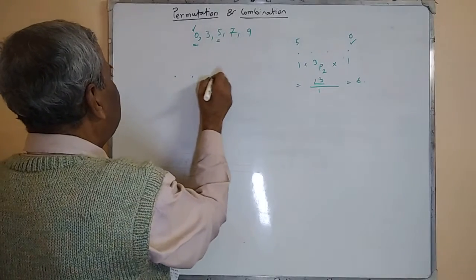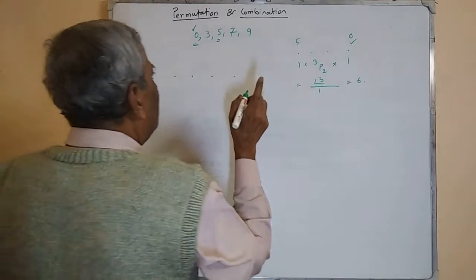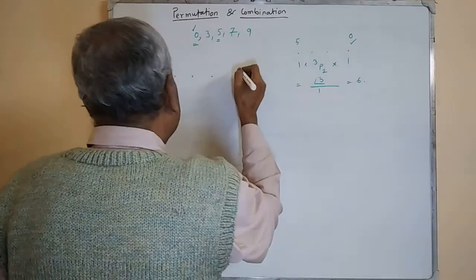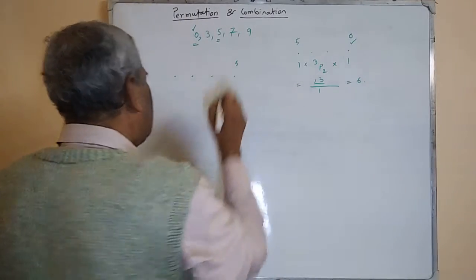Similarly, here I place 0. Suppose 5 is placed there.